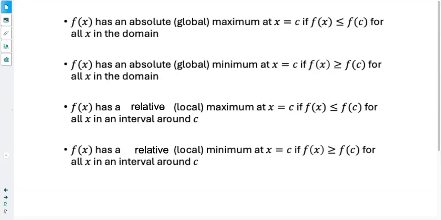Now we're going to look at relative, or local, maximums or minimums. So f of x has a relative, which is a local maximum, at x equals c if f of x is equal or less than f of c for all x in an interval around c. So this one's not our entire domain, it's just in the area immediately around c. We also have f of x has a relative, which is also known as a local minimum, at x equals c if f of x is equal or greater than f of c for all x in an interval around c. So once again, not our entire domain, just an area immediately around.